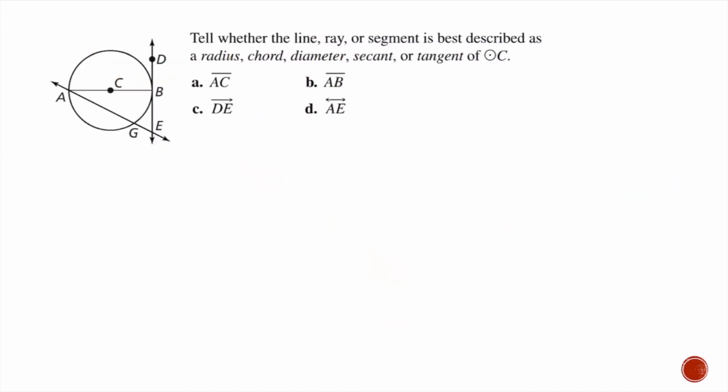Now I'd like you to try, based on the definitions, to tell whether the lines, rays, or segments are best described as a radius, chord, diameter, secant, or tangent of the circle C. Take the time to do that now, and check back with me in a bit.